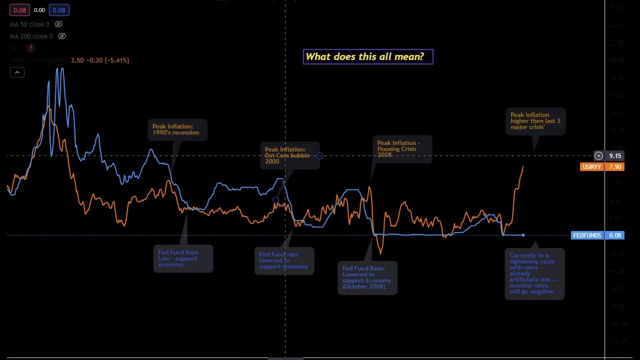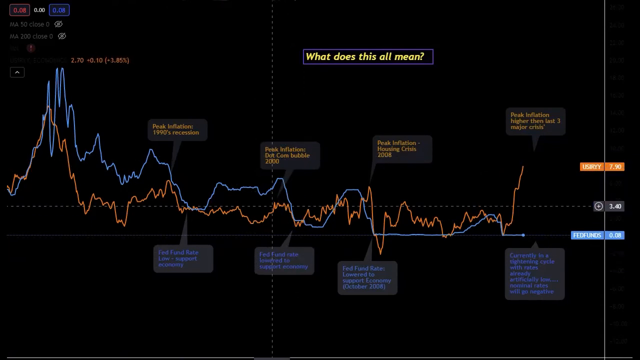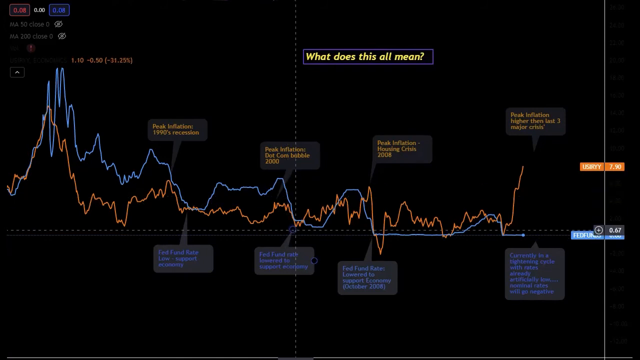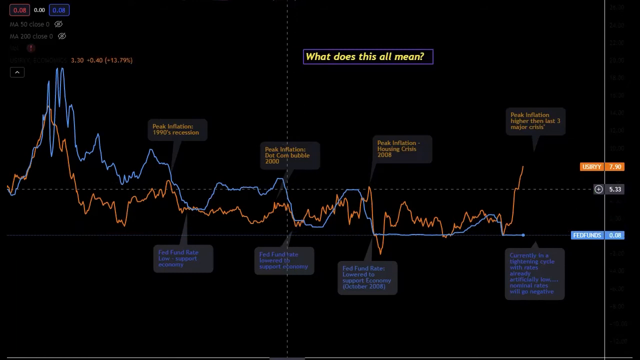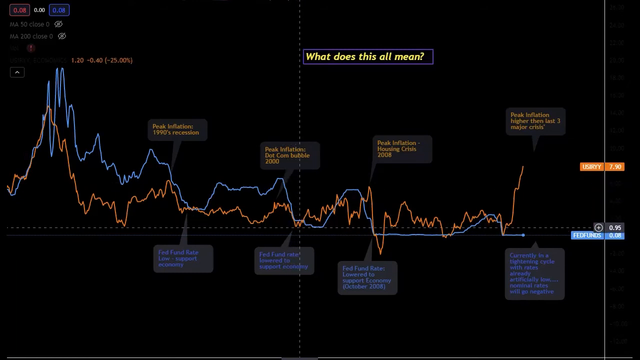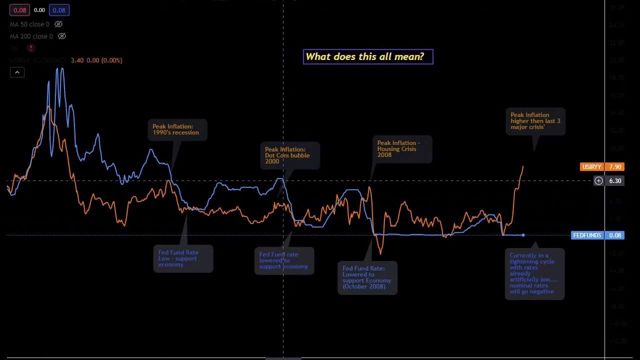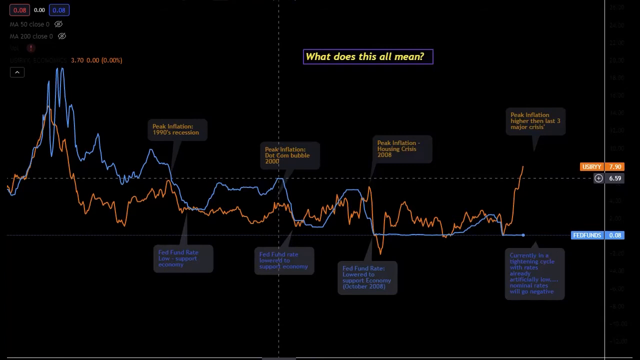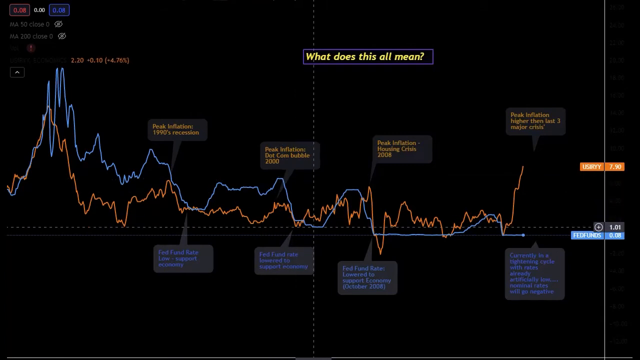Moving forward to the peak inflation in the dot-com bubble. Here you had basically one year of peak inflation, roughly at the same rate, and then what followed was the dot-com crash. And then of course, with this blue line falling down, the Federal Reserve became a lot looser with their economic policy and lowered the federal fund rate to support the economy. So the Fed fund rate, again, from peak inflation went from 6.5 all the way down to basically 1%.